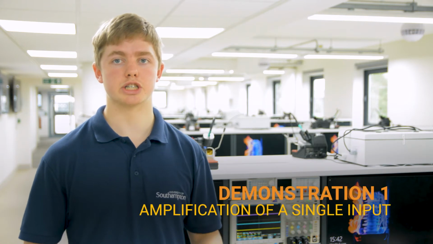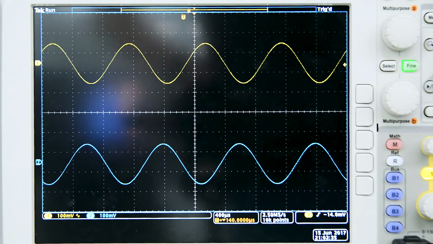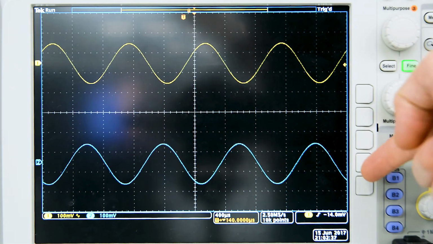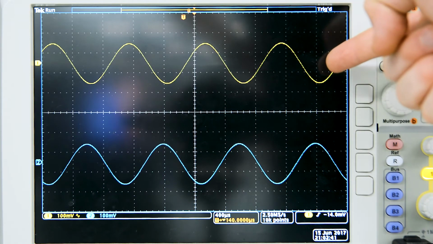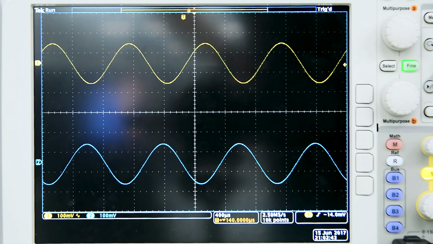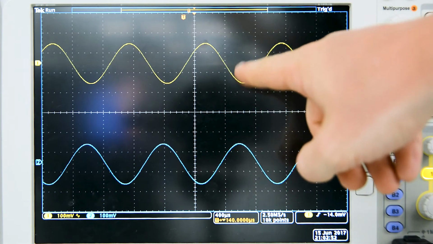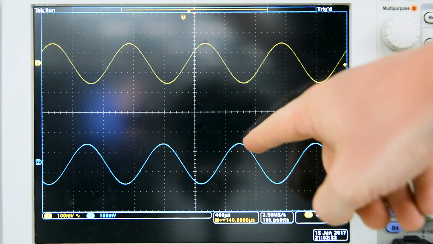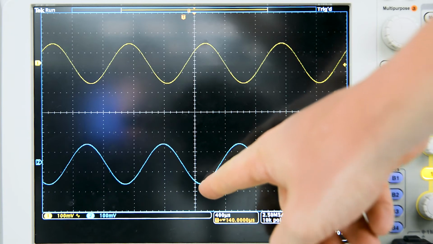So we'll start off by showing how a simple op-amp circuit can amplify an input signal. As you can see on the oscilloscope, we have the blue trace going in at the input and the yellow trace coming out at the output. Because the amplifier is an inverting amplifier, you'll see that every point on the blue trace, see at the peak here, there'll be a trough at the yellow trace. You could also explain this as saying the signals are completely out of phase with one another.